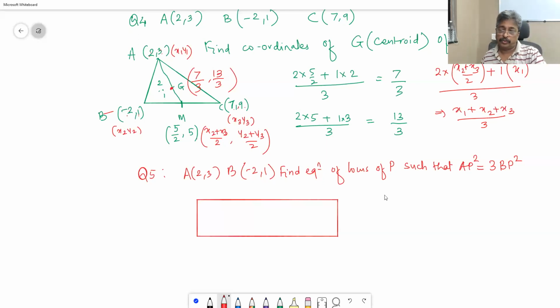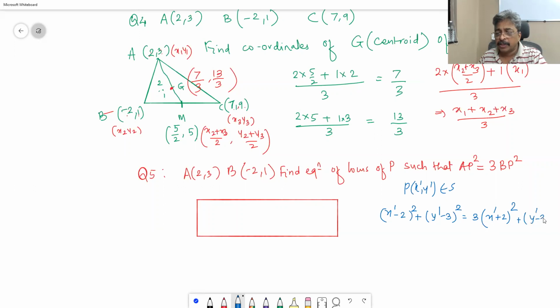Okay, let me show you. You need to write it very clearly, the way in locus form which we have said. Let P x dash comma y dash belong to desired locus. Geometric condition AP square, that is x dash minus 2 bracket square plus y dash minus 3 bracket square is equal to 3 times x dash plus 2 bracket square plus y dash minus 3 minus 1 bracket square. You have to simplify this.